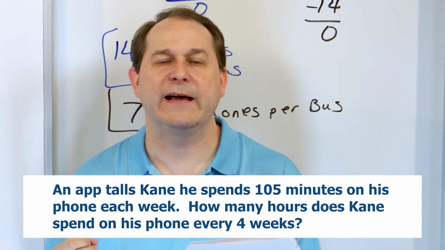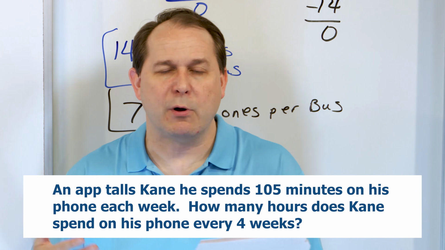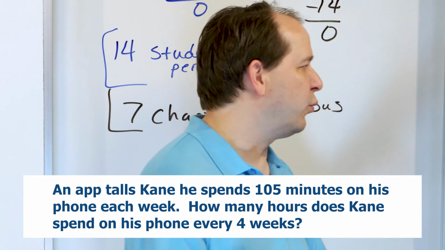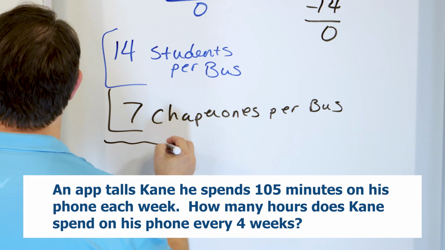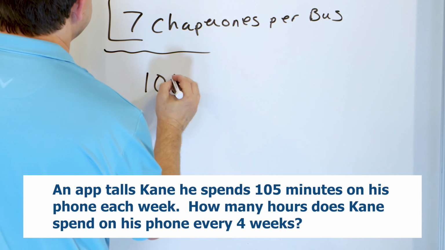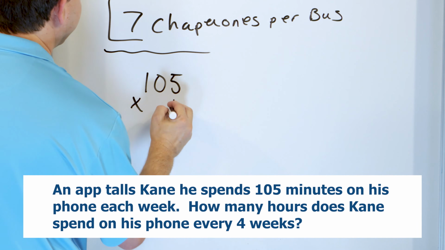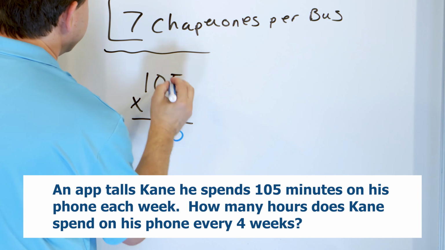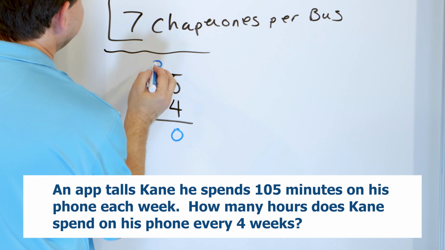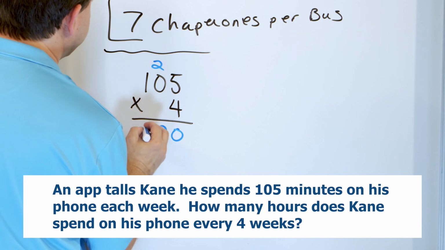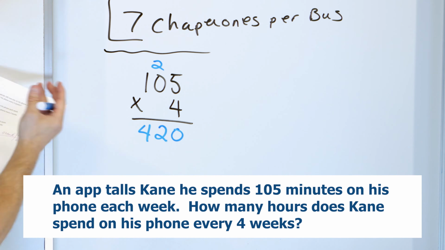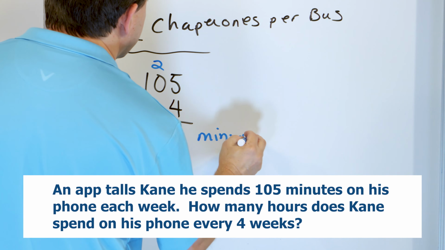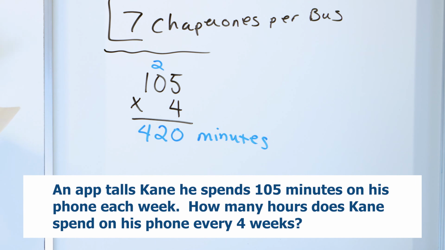So the first step is to take 105 minutes and we're going to multiply by 4 because that's going to tell us how many minutes he's spending over the 4 weeks, right? Because it tells us in the problem statement that 105 minutes per week. And then how many over 4 weeks? We're going to multiply by 4. All right, so 5 times 4 is 20. Carry the 2. 4 times 0 is 0, and then plus 2 is 2, and then 4 times 1 is 4. 420. What do we measure here? 420 minutes. 420 minutes over a 4-week period.